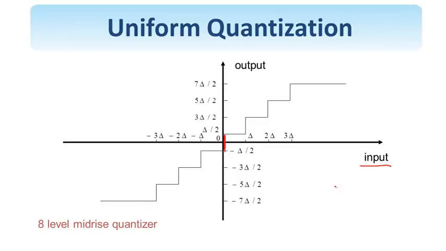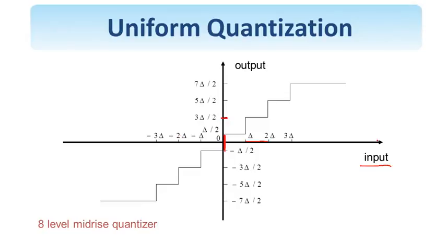According to the mapping defined by this function, all the input values, say between delta and 2 delta, are mapped into this value 3 delta over 2. If these input values are continuous, then we have infinitely many values between delta and 2 delta that are all mapped into this one value 3 delta over 2. If on the other hand they're discrete, then a finite number of them are mapped into this one value.